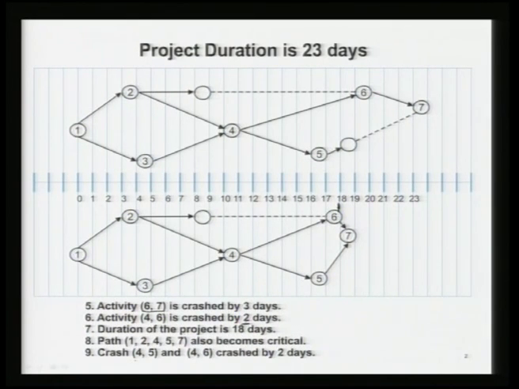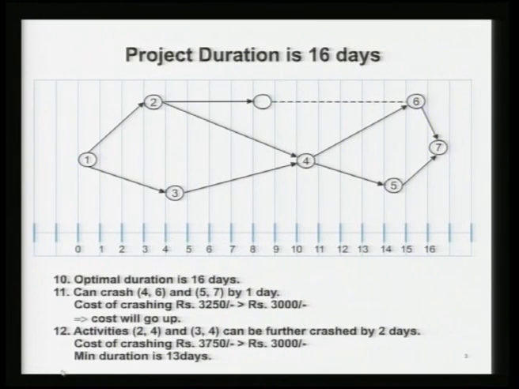And so, you see if I crash 4,5 and 4,6 by 2 days, 4,6 had a slack. So, then the project length will come down to 16, right. So, it comes down to 16, you can see that here. And then what happens is that after this, if I want to crash the project duration further, then the pair that I can choose is 4,6 and 5,7, because 4,6 has only 1 day of slack left.